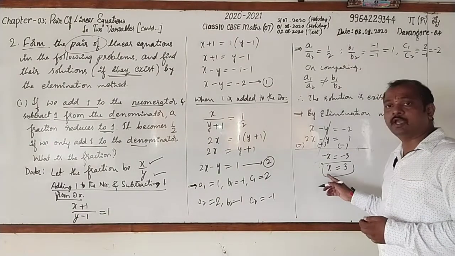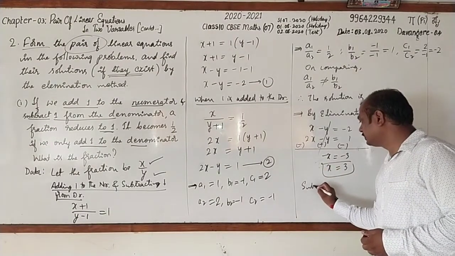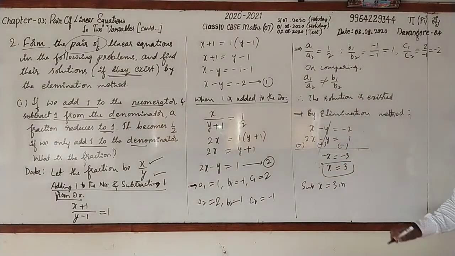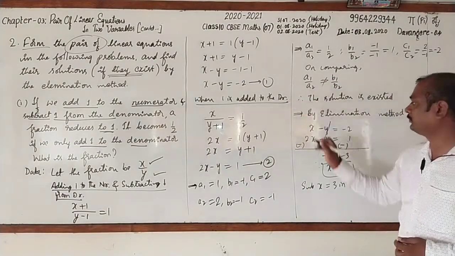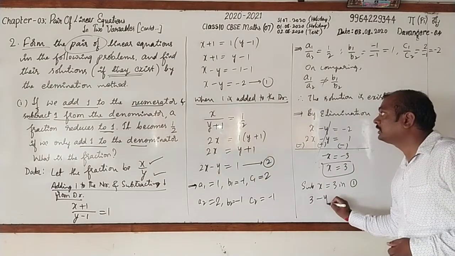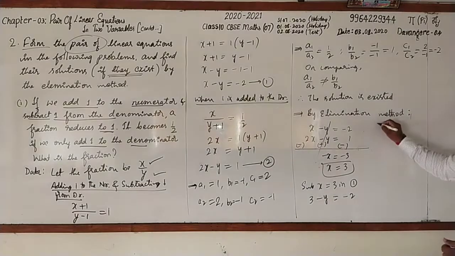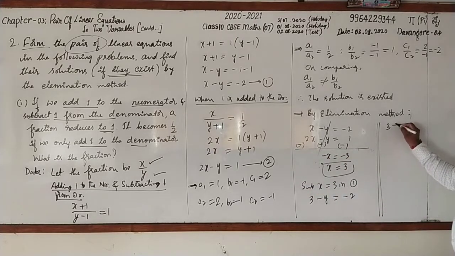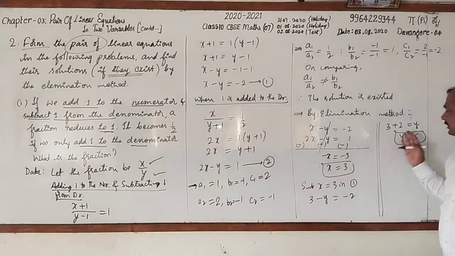Next, we have to find y. So substitute x equal to 3 in any one of the two equations. I'll go for 1. x minus y equal to minus 2. x means 3. Then 3 minus y equal to minus 2. Take minus 2 to the left hand side, it becomes plus 2. Minus y to the right hand side becomes plus y. y equal to 5. Here we got both x and y values.